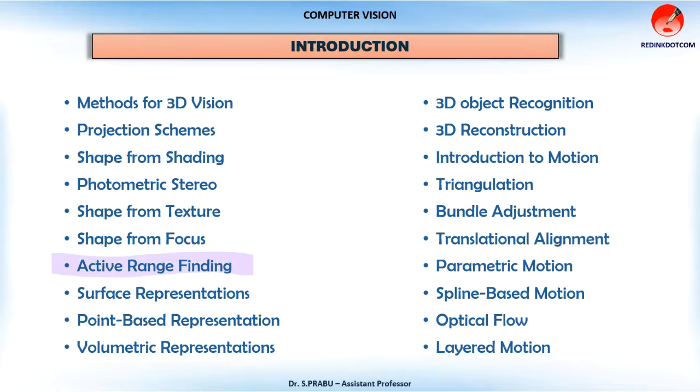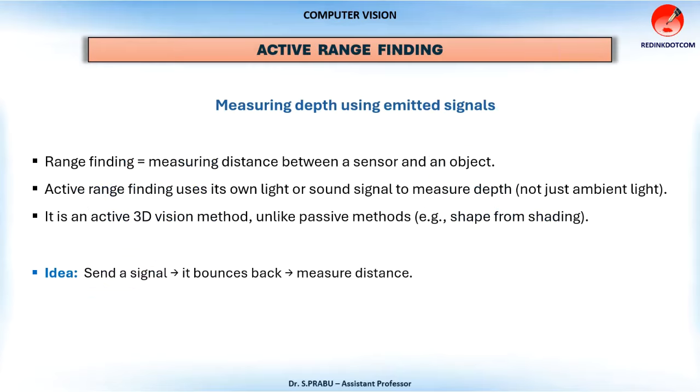The next topic is active range finding. It's nothing but measuring the distance between a sensor and the object. It uses its own light or sound signal to measure the depth. The topics we already discussed, like shape from shading, are called passive methods because they use the ambient light. Ambient light is nothing but the light energy present in the surroundings of the object.